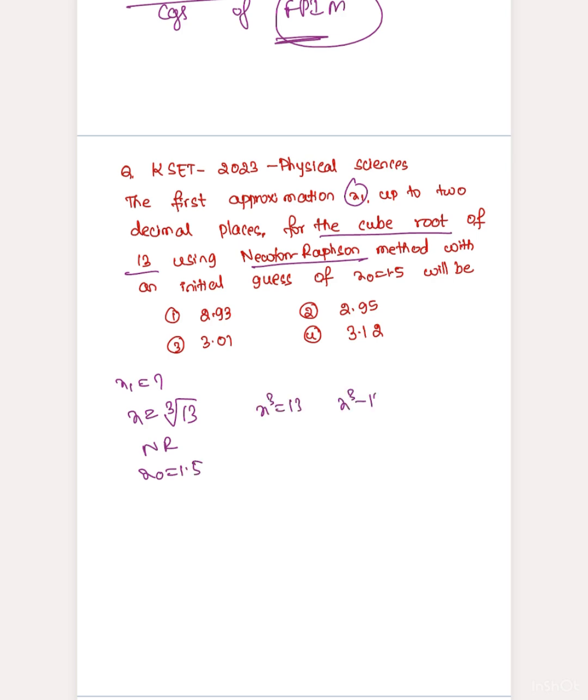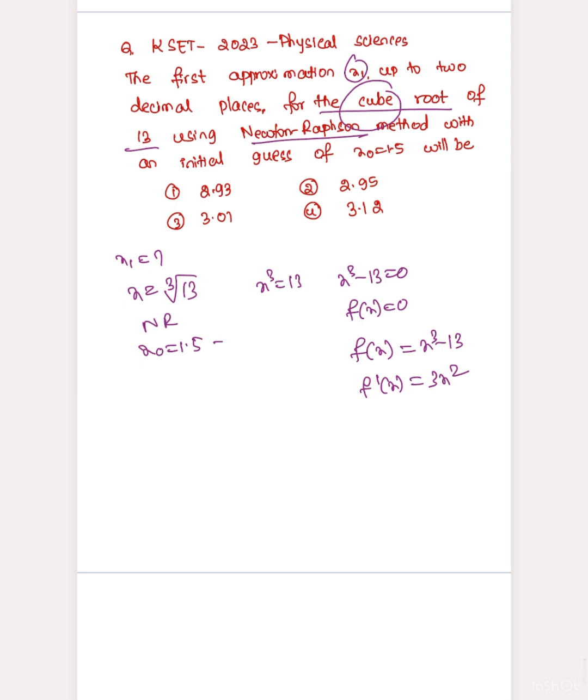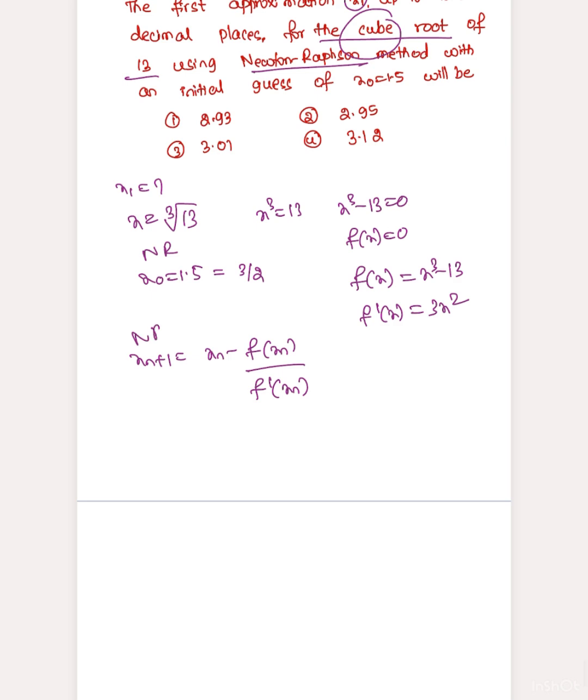So x is equal to cube root of 13 will give x cube is equal to 13. x cube minus 13 is equal to 0, which looks like f of x is equal to 0. Therefore f of x is equal to x cube minus 13. Then f dash of x is equal to 3x square. Now x naught is 1.5, that is 3 by 2. Now the iteration scheme is given by xn plus 1 is equal to xn minus f of xn divided by f dash of xn, because of Newton-Raphson method. Now for n is equal to 0, x1 is equal to x naught minus f of x naught divided by f dash of x naught.